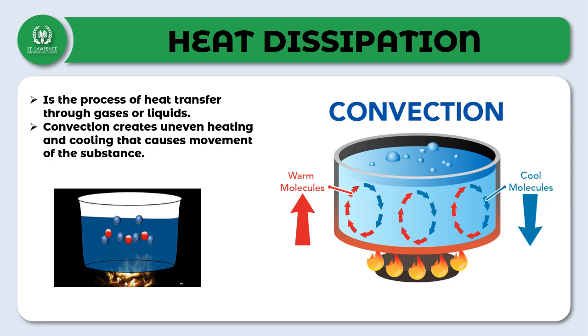Okay, so you can see the red color arrow marks over there, which are the warmer molecules that rise up as they heat, and the blue color arrow marks that refer to cool molecules that fill in the space of the warm molecules, and then this goes on as a convection cycle. Got it, children? So this is how convection takes place.